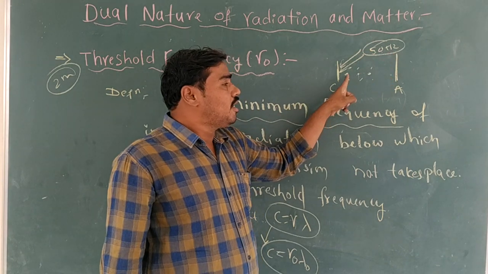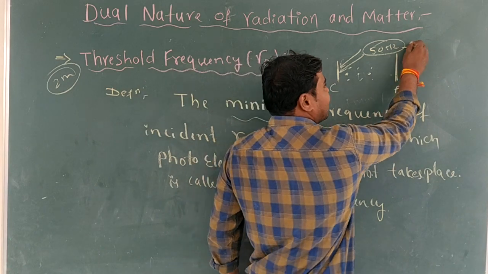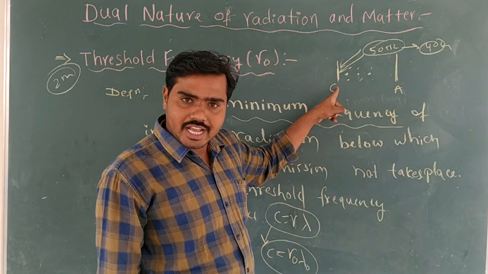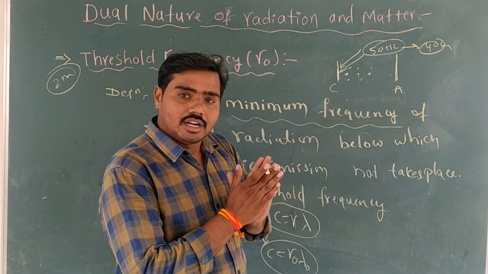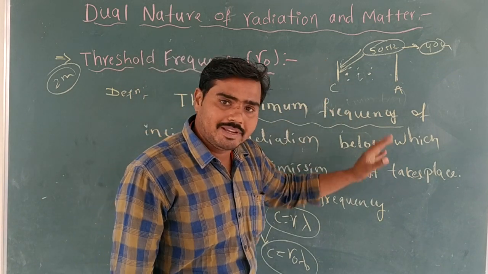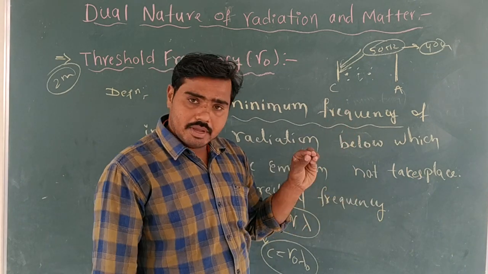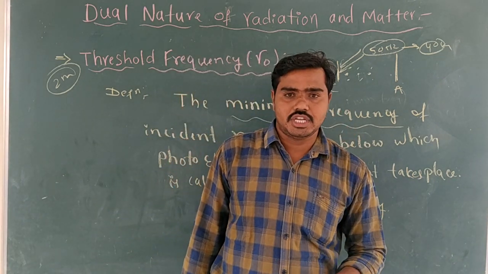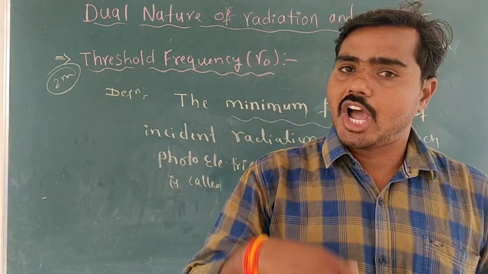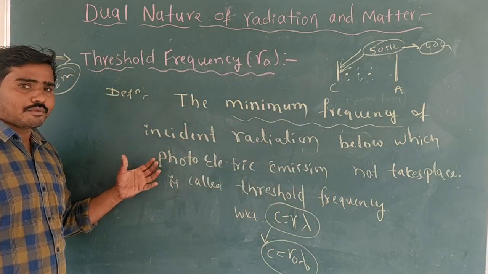When you apply the minimum frequency on the cathode plate, electrons are liberated. Below it, for example 40 hertz, when you apply 40 hertz frequency on the cathode plate, electrons do not emit from the cathode plate. When electrons do not emit, photoelectric emission does not take place. So the minimum frequency of the incident radiation below which photoelectric emission does not take place, but above which it takes place, is the definition of threshold frequency.